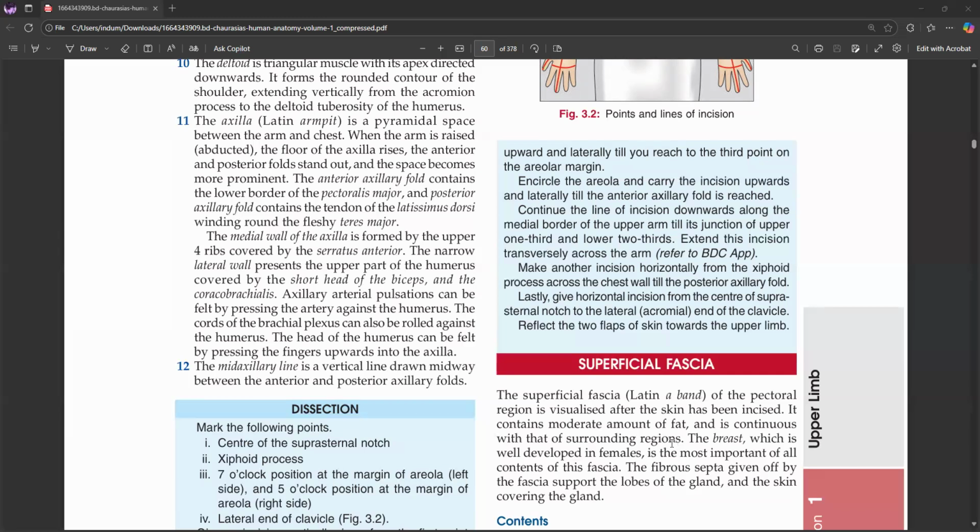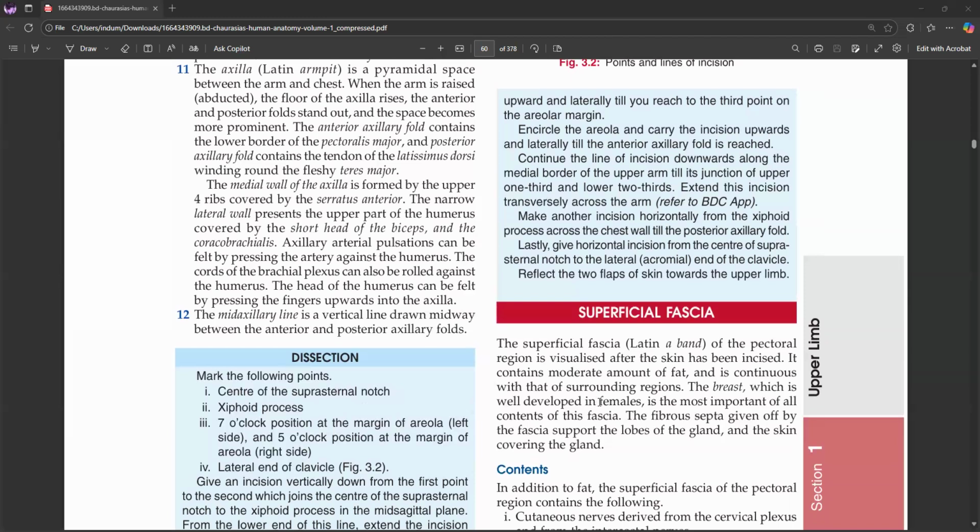reached. Continue the line of incision downwards along the medial border of the upper arm till its junction of upper one-third and lower two-thirds. Extend this incision transversely across the arm. Make another incision horizontally from the xiphoid process across the chest wall till the posterior axillary fold. Lastly, give a horizontal incision from the center of the suprasternal notch to the lateral end of the clavicle. Reflect the two flaps of skin towards the upper lip.